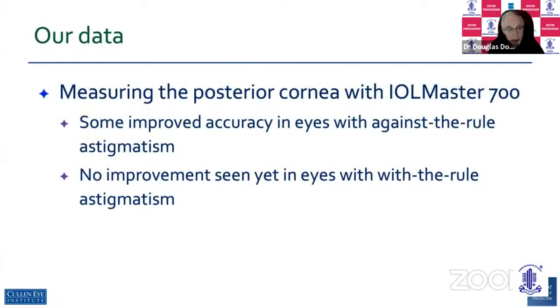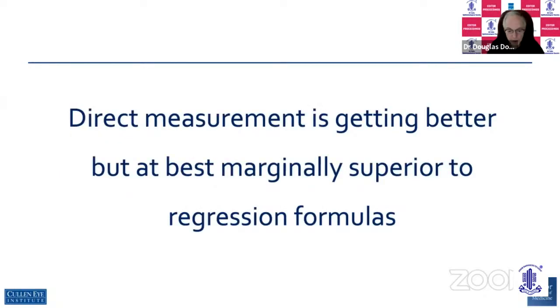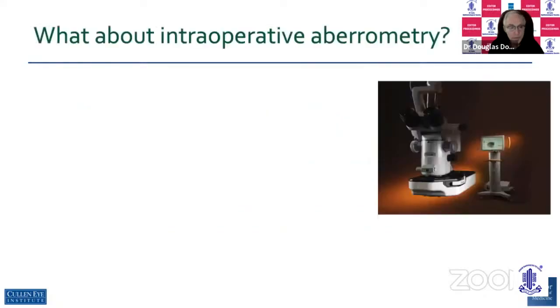Our own data in looking at the posterior corneal curvature with the IOLMaster 700 shows some improved accuracy in our toric calculations in eyes with against-the-rule astigmatism, but we did not see any improvement in eyes with with-the-rule astigmatism. So we're still learning about what's contributing to surgically induced astigmatism and what really needs to be incorporated into our toric IOL calculation formulas. Direct measurement's getting better. It's where we want to go, but at best, it's still marginally superior to our regression formulas.